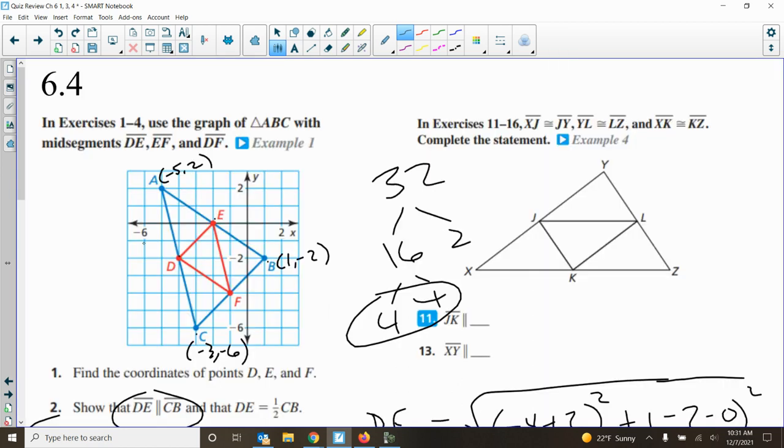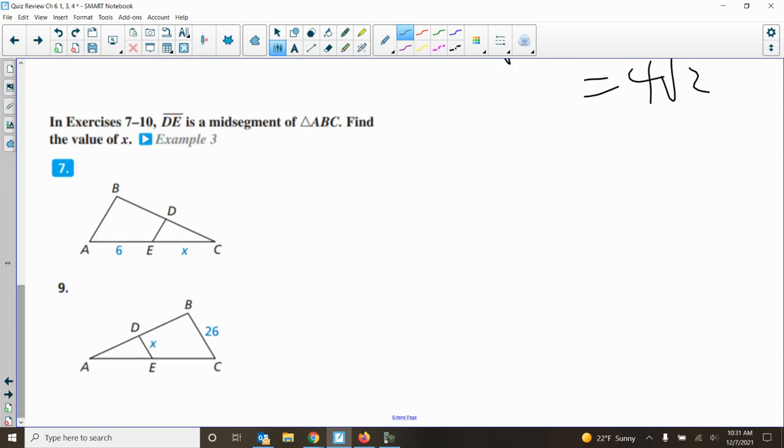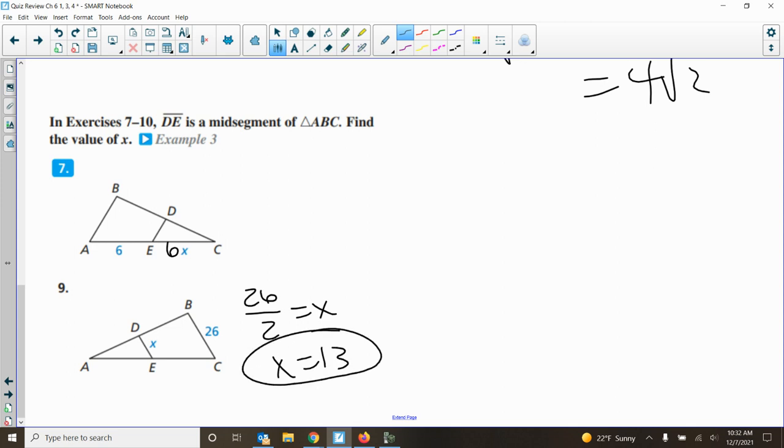Let's go back to this view, a little easier. DE is a midsegment of ABC. Find the value of x. Well, if DE is a midsegment, then that means point E is a midpoint, and x has to be 6. Not much easier than that. DE and BC, DE has to be half the length. So whatever BC cut in half is, it's going to be x. So x has to be 13 for number 9.